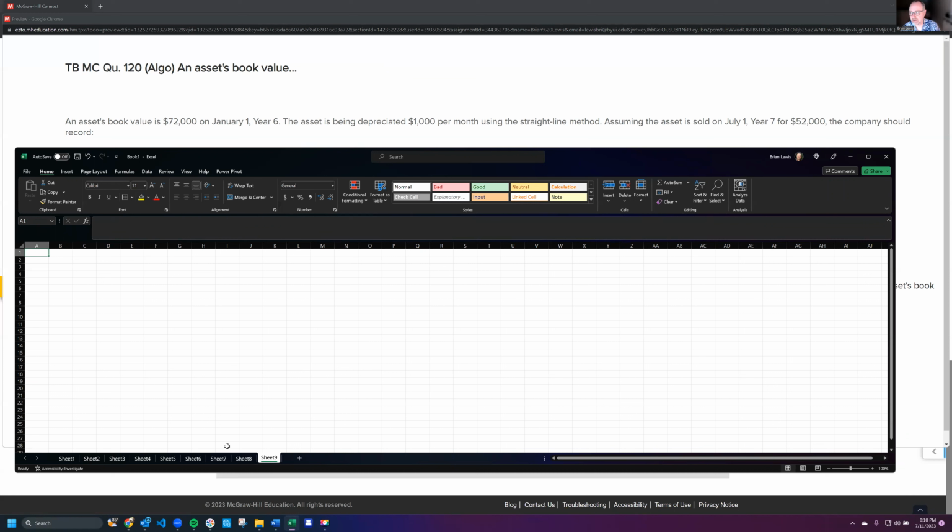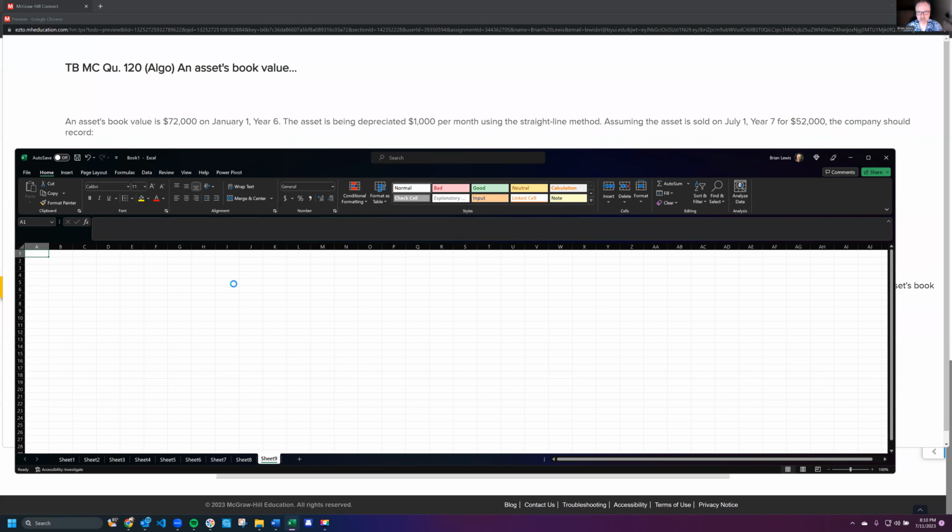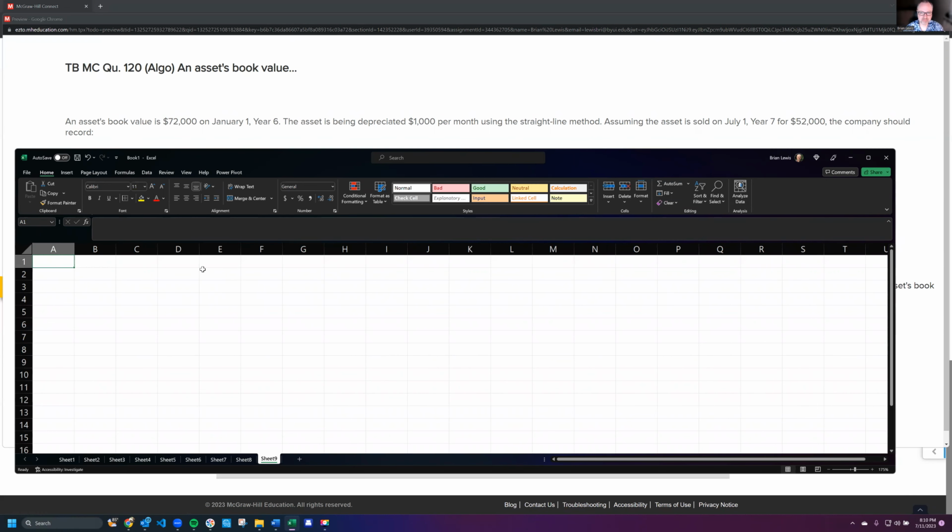Ooh, that's kind of tricky. All these numbers, all these dates. Didn't want to see that, but let's see. So it's assets book value, not net book value. So book value on January 1, year 6 really means year 0 to me. So book value is $72,000, right? And this is on 1/1. And it's being depreciated at $1,000 per month.